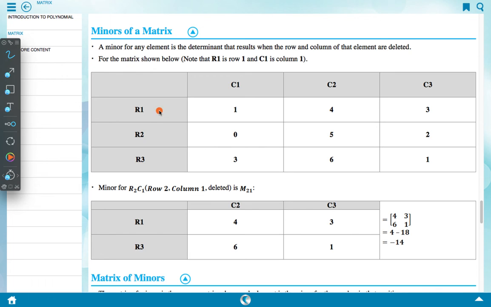Here comes R1, C1. 1, 4, 3, 0, 5, 2, 3, 6, 1. Minor for R2, C1, row 2, column 1, deleted is M21. Here, C1 column 1, C2 column 2, C3 column 3, R1 row 1, R3 row 3. Comes here 4, 3, 6, 1, is equal to 4 minus 18, is equal to minus 14.